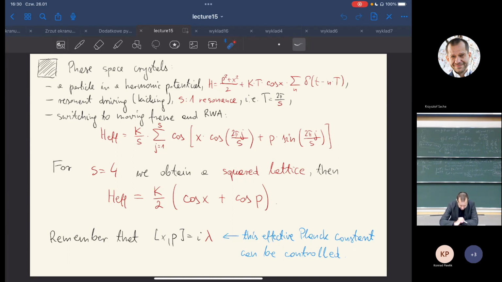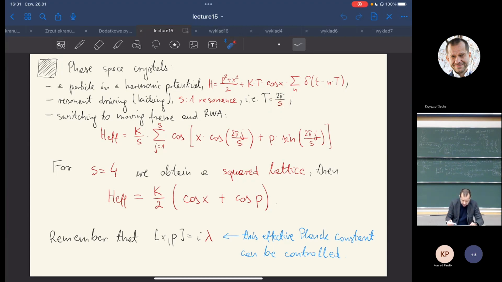We consider a single particle in the harmonic potential, but this particle is periodically kicked in time with the strength which is given by the cosine x function. And then we assume that the kicking is resonant. The harmonic oscillator period in this unit is 2 pi, and the kicking period corresponds to the period of the harmonic oscillator divided by some integer number s.